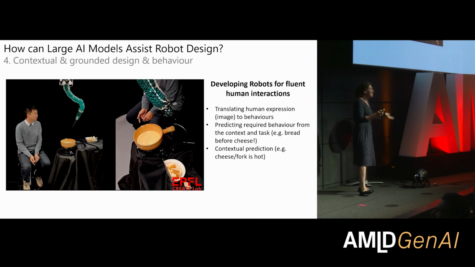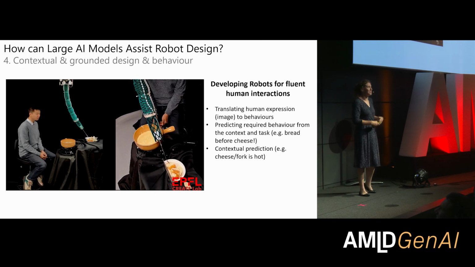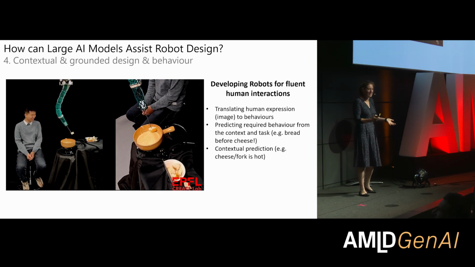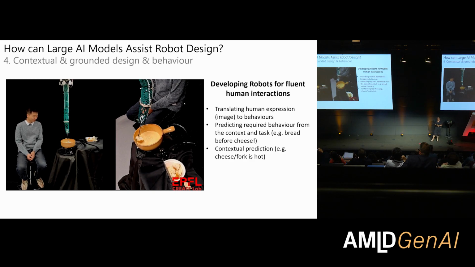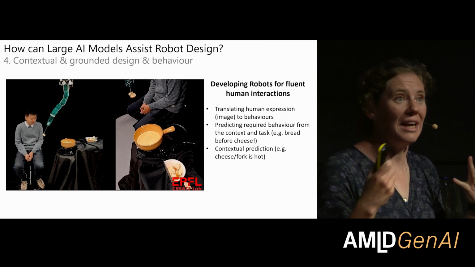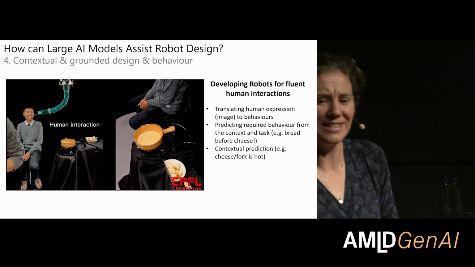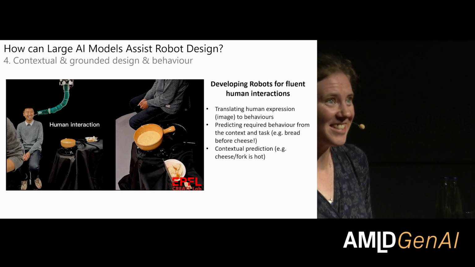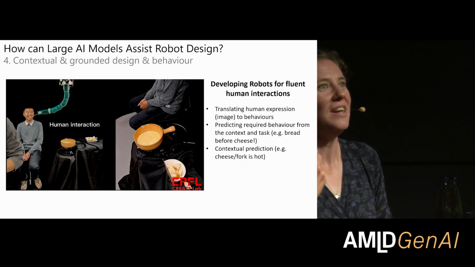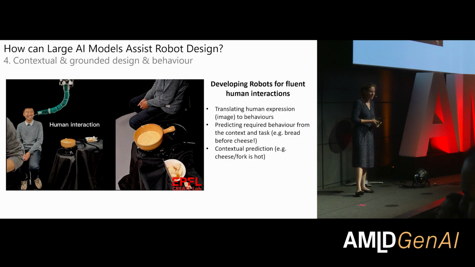Fantastic. But to be able to fluently interact with humans, we need to understand from their expression, from their feedback, when are they full, when are they ready? So how can we use, again, large AI models to do this? And also, can we make decisions on the behavior? For example, can we predict when the cheese is hot, when it's likely to burn the person? Can we make predictions about this which allow us to inform safe decision-making about the behavior? So we can create these more fluent human-robot interactions by having a little bit more contextual prediction.